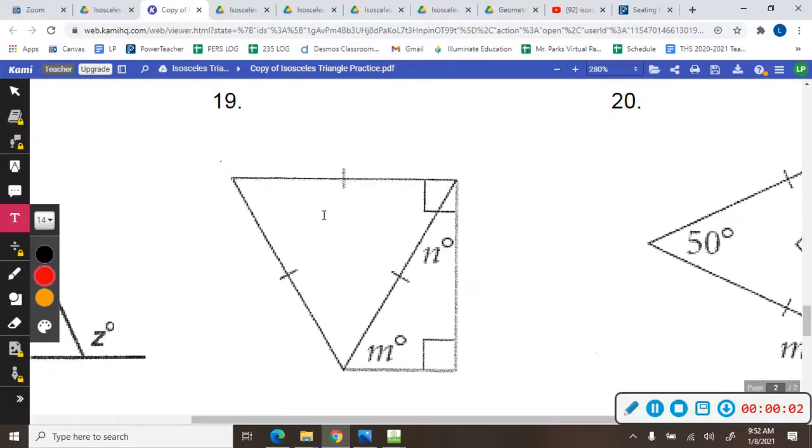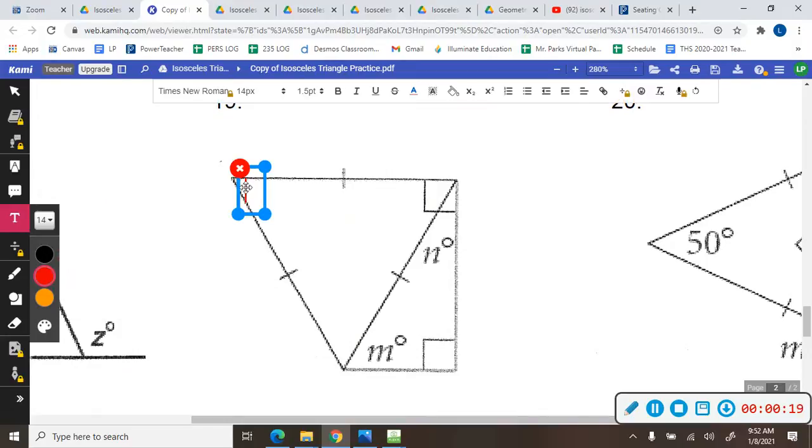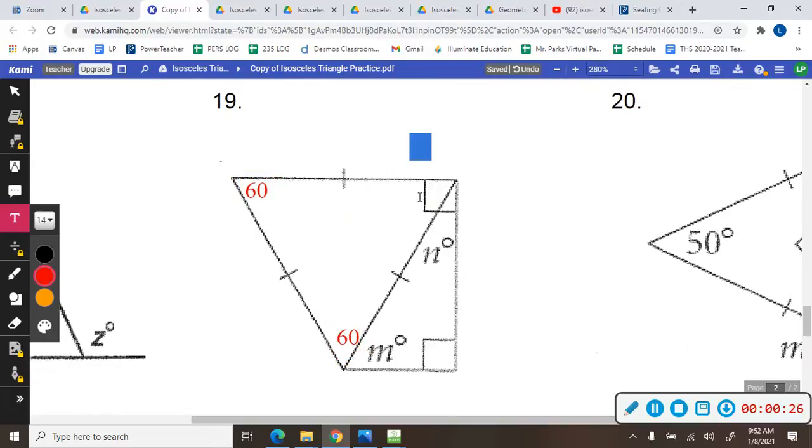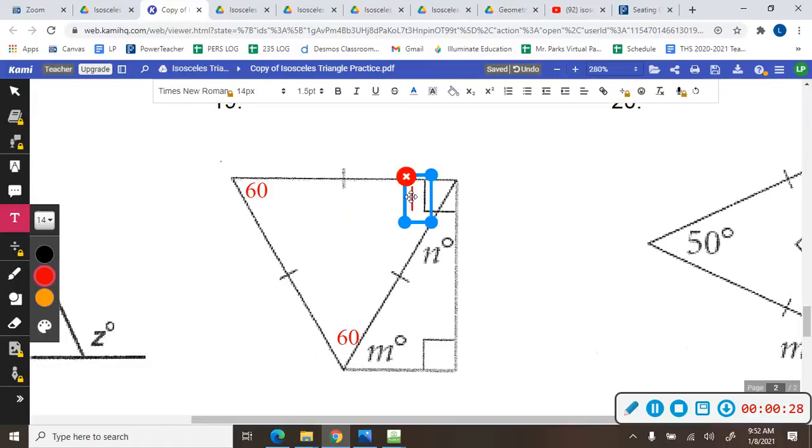So I have this diagram here. They tell me some information. One, I see that this triangle right here is equilateral. And I know that if you have an equilateral triangle, that means that we also have equiangular. So I know that this is 60. I know that this is 60. And I know this is 60. Okay, that's the first thing.